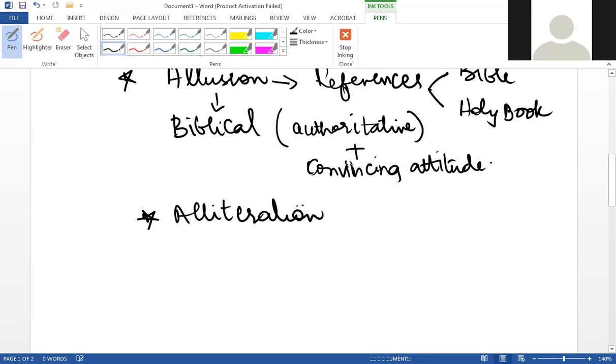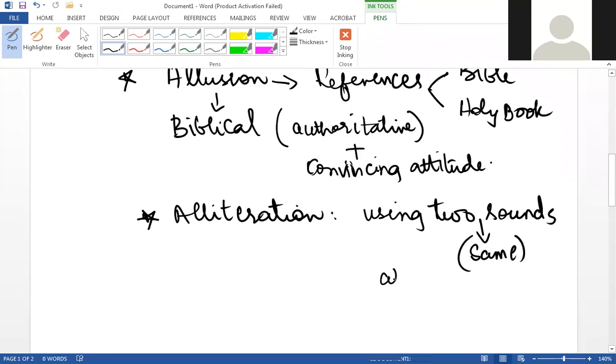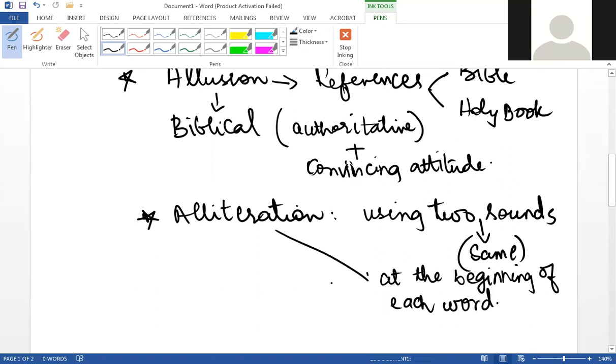alliteration. Now, this is optional, but yes, if you're using alliteration, what do we mean by alliteration? If you are using two same sounds at the beginning of each word, this is called alliteration. All right. For instance, the phrase is scorching sun. So you look over here, the two words start with the same sound. It can be two or more words also, but the minimum criterion for alliteration is using two sounds at the beginning of each word. So it's the sound, not the alphabet.